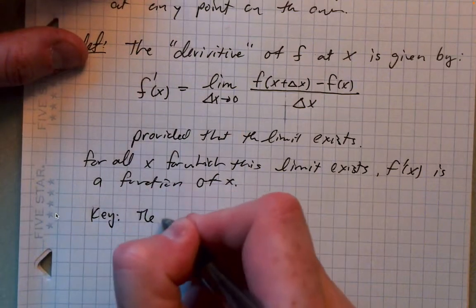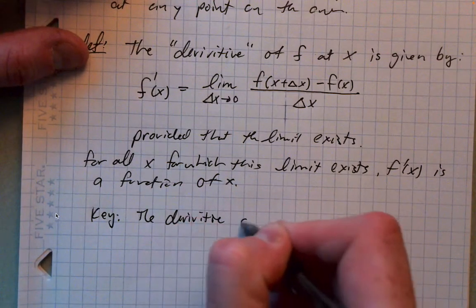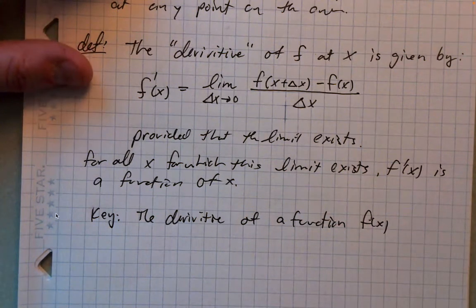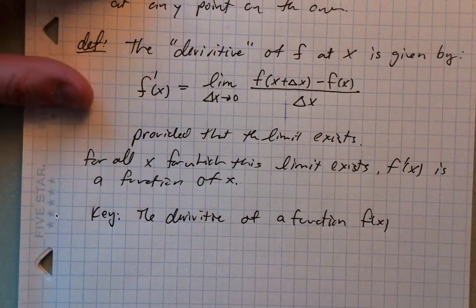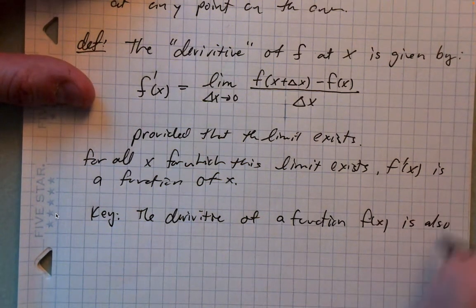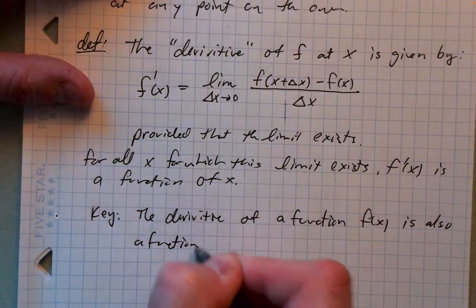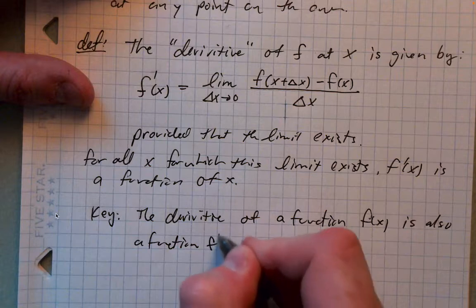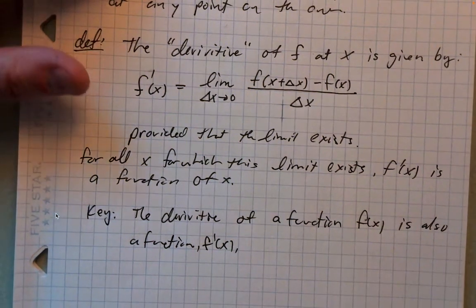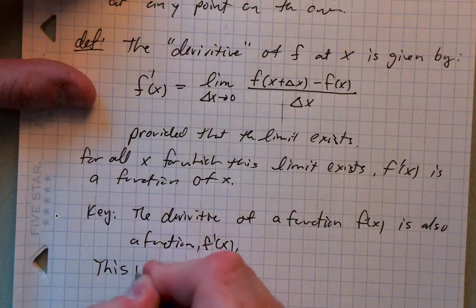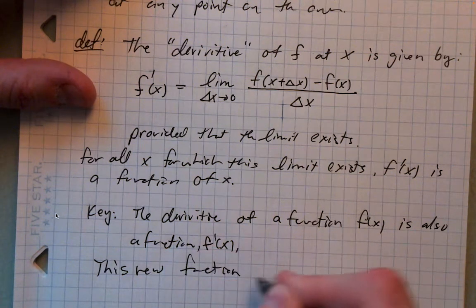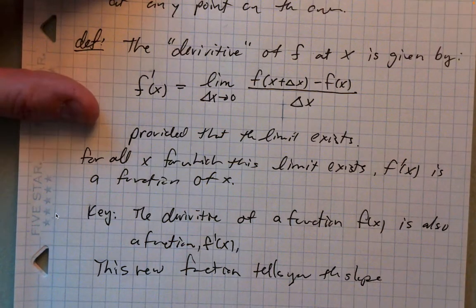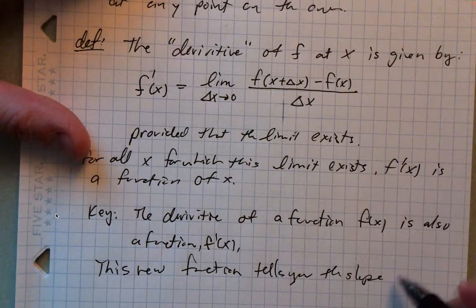The derivative of a function f of x is also a function, and specifically a function of x. And this new function tells you the slope of f at any x.